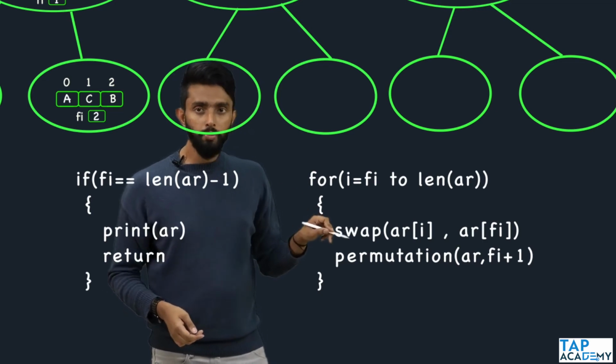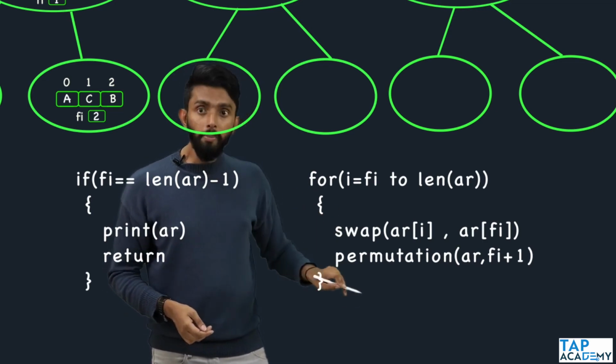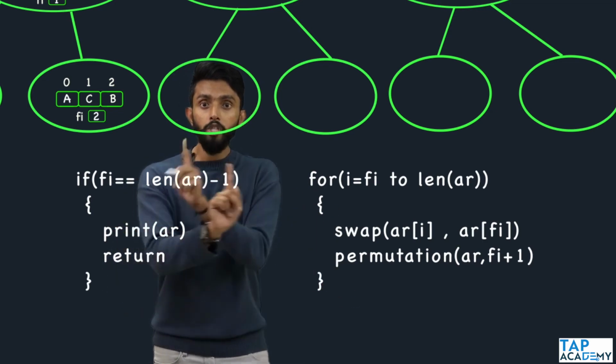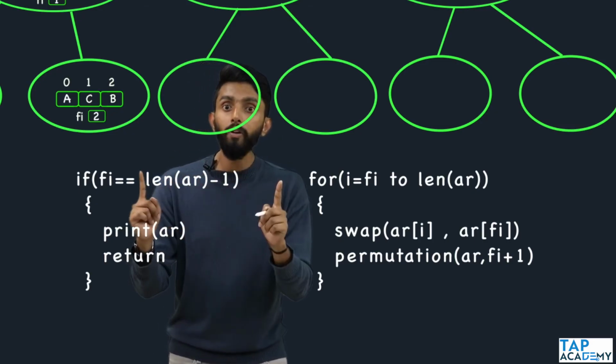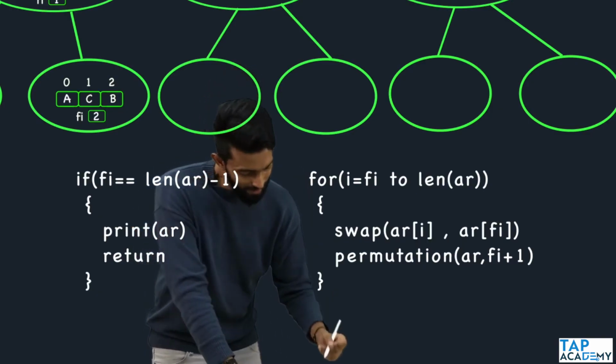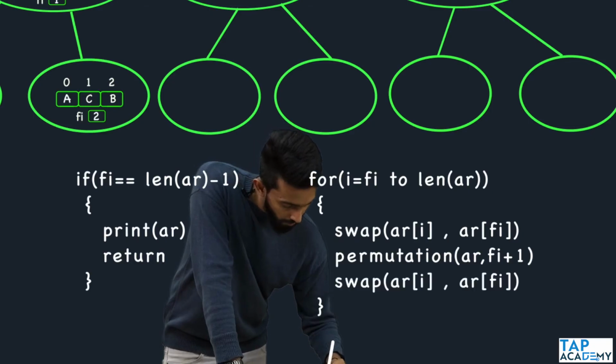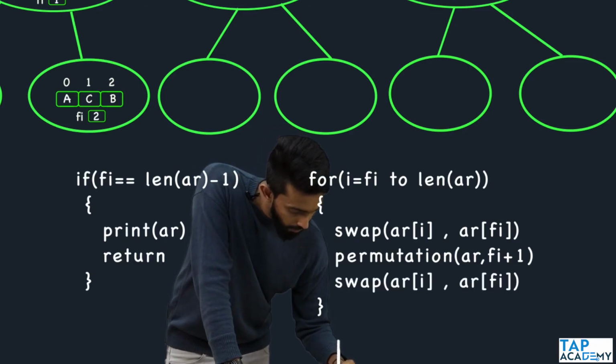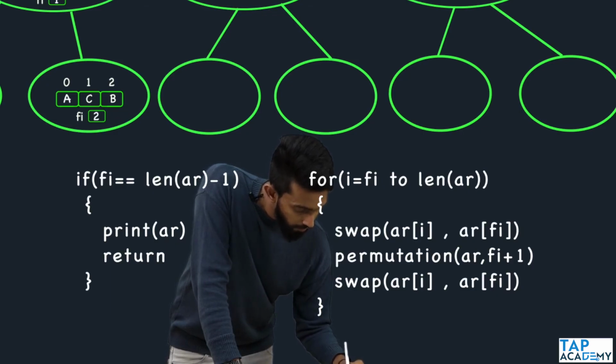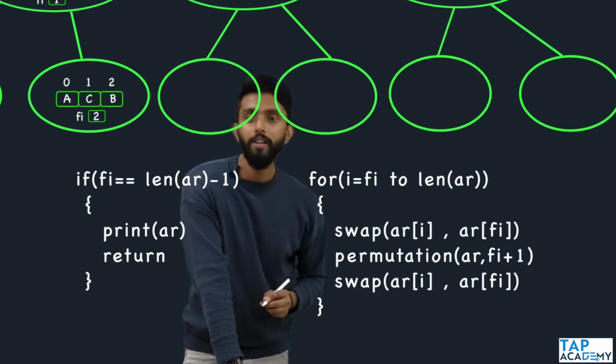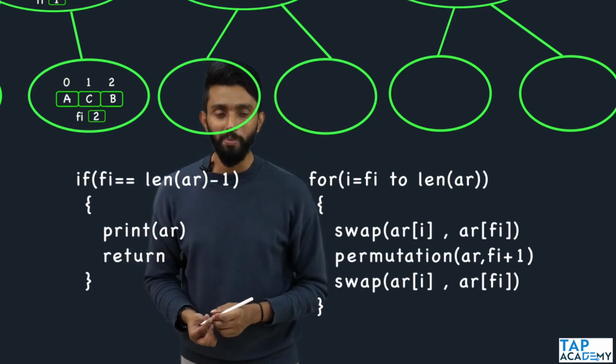How will you bring it back to its original state, sir? Simple. Here I swapped, isn't it? If I again perform the same swap operation, they will come back to their original position. So what I will just do here is, I will tell, hey, please swap. What to swap? Array of i with array of fi, like this I will tell. Any confusion till this point of time?